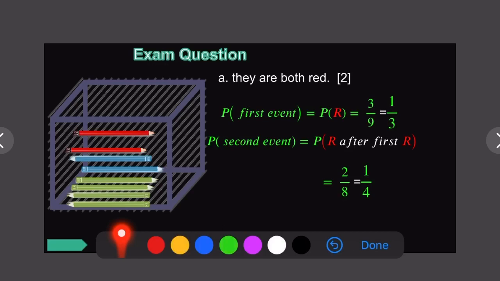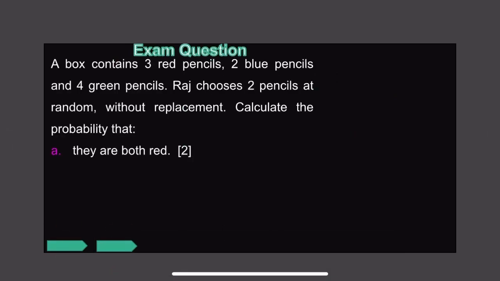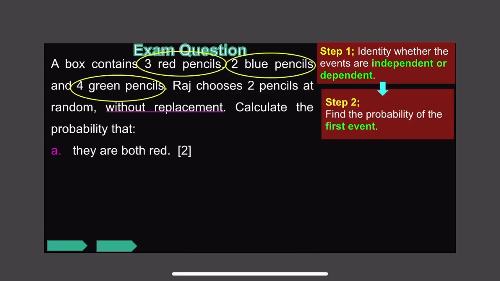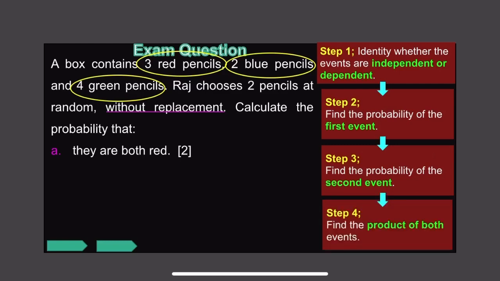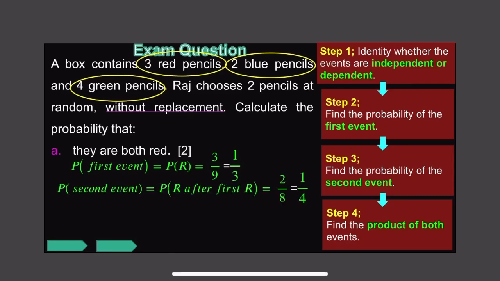Let's go back to the question. A box contains 3 red pencils, right, and 2 blue pencils, 4 green pencils. So we have looked at this information. Now the first step we have done. We have calculated the first probability and the second event probability also. Let's put it here. The first event is now 1 by 3, second event probability is 1 by 4.